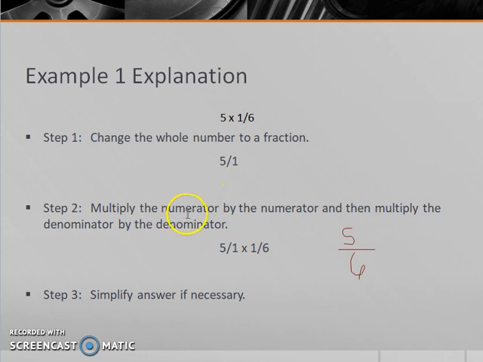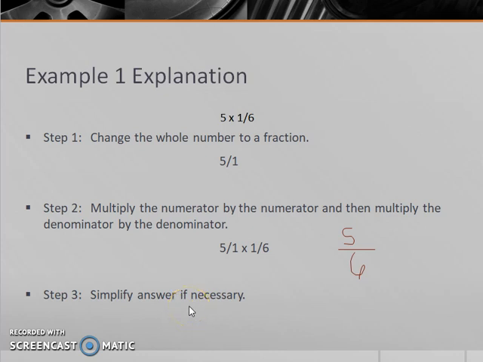Now we're ready to multiply the numerator of the first fraction by the numerator of the second fraction. And then we're going to multiply the denominator of the first fraction by the denominator of the second fraction. So when I do that, I'm just going to multiply straight across. 5 times 1 is 5, and 1 times 6 is 6. So the answer to this particular problem is 5/6.